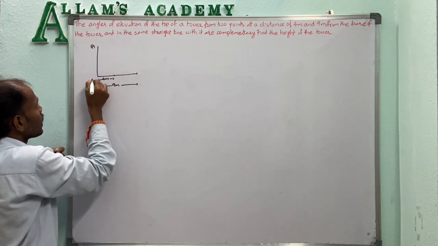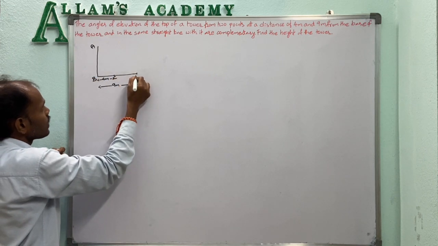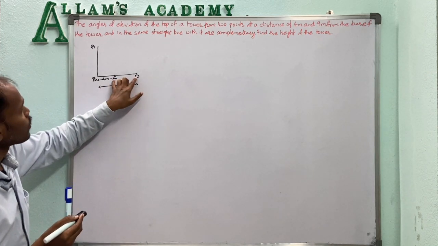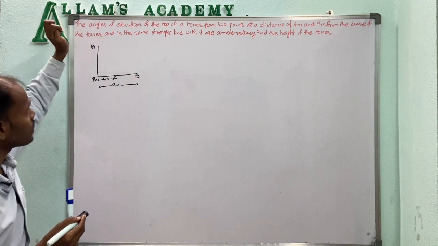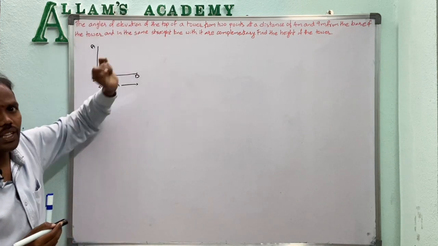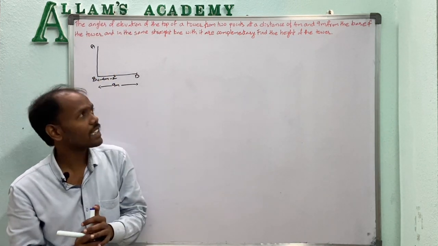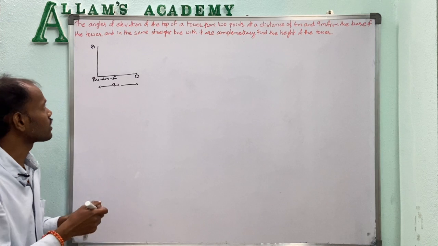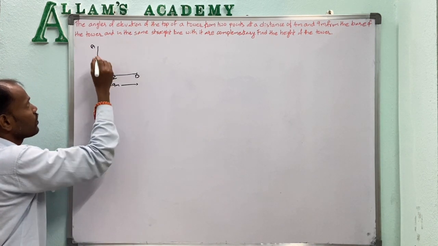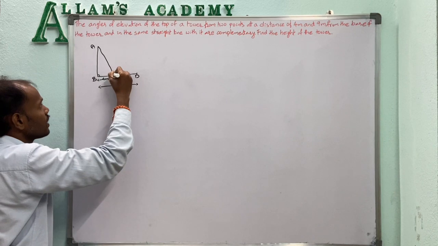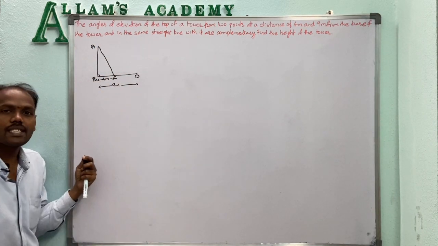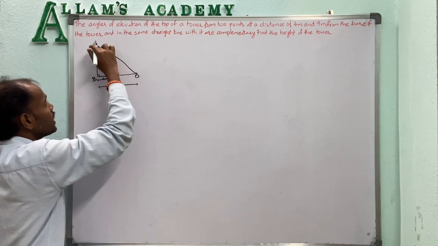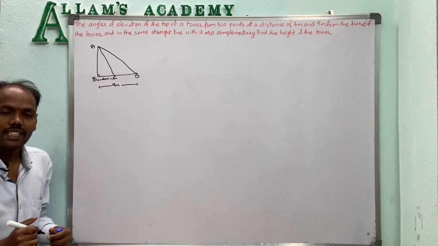So A, B, C, D. Now here, from the 2 points we observe the top of the tower with angles of elevation, and the angles are given as complementary, but how much the values are not given. So if we observe, here we join AC, ABC is a right triangle. If we join AD, in ABD it is also a right triangle.